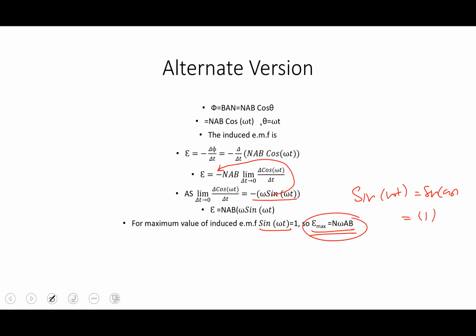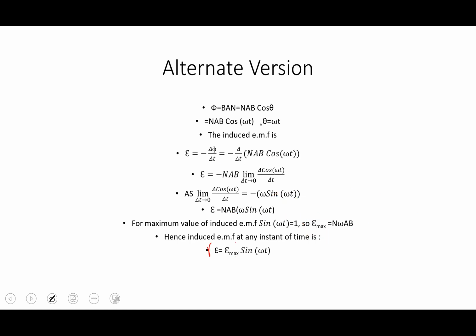Replacing this whole thing with the help of E max, we get a simple version. Hence, the induced EMF for any instant of time is E equal to E max or E naught sine omega t. So in both methods, we get the same answer, that E is equal to E max sine omega t.